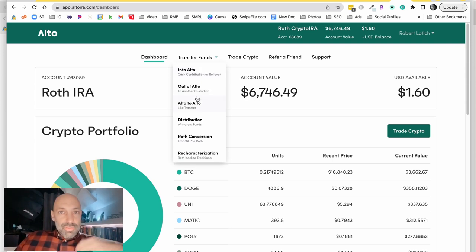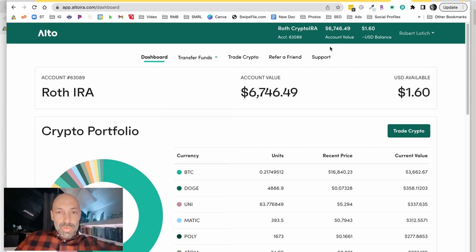But you can obviously transfer out of it. You can do a distribution. You can do Roth conversions. You can do all the stuff. And it's just really, really simple, and I've really enjoyed that aspect of it.